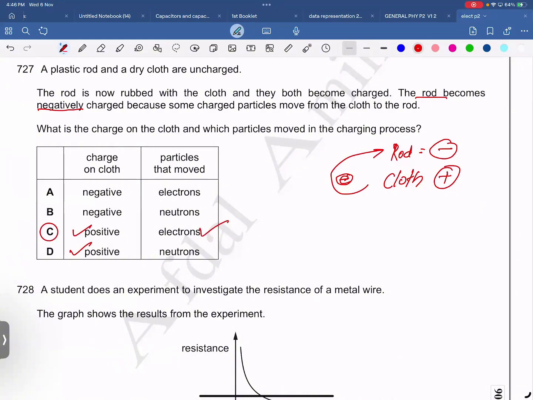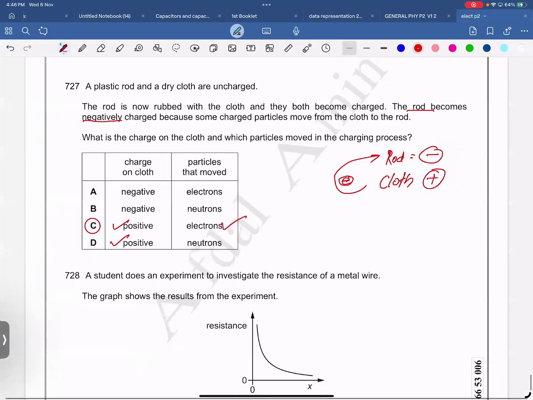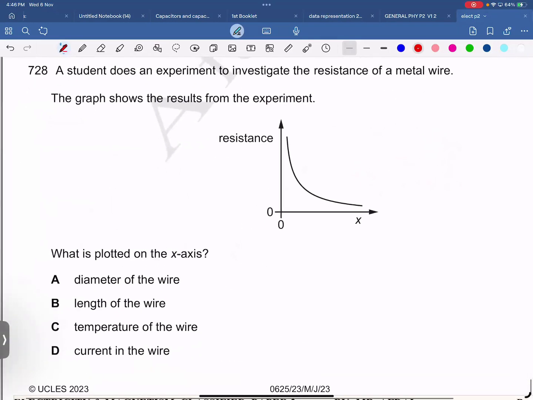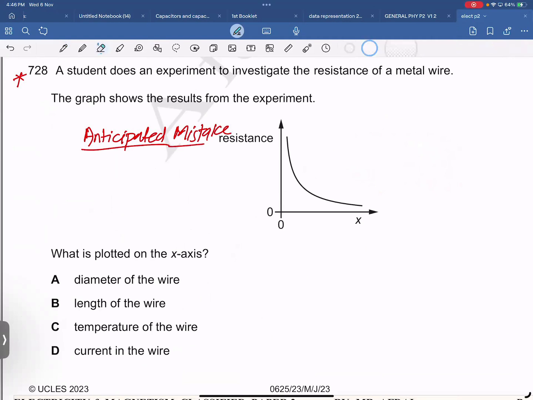Question number 728. A very good question. You might be confused. First of all, it's an anticipated mistake. Students will think option D. Sorry, not D. Yeah, option D. Students may think option D. Why they will think D, I will tell you.